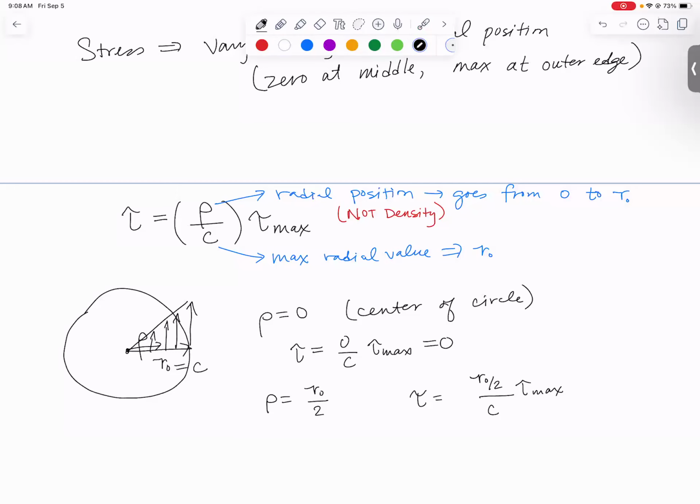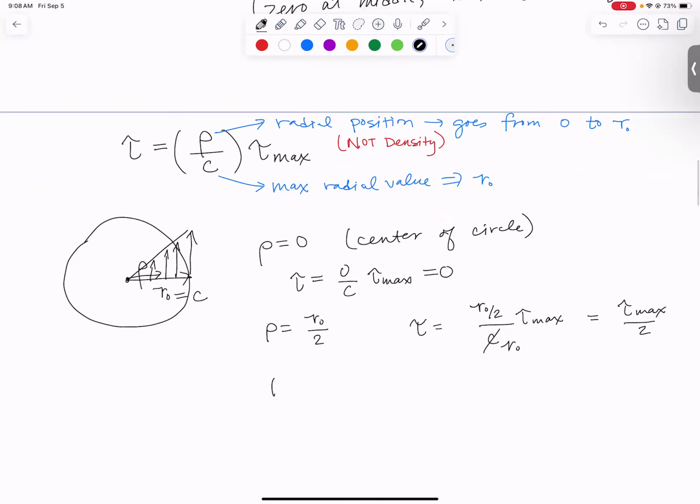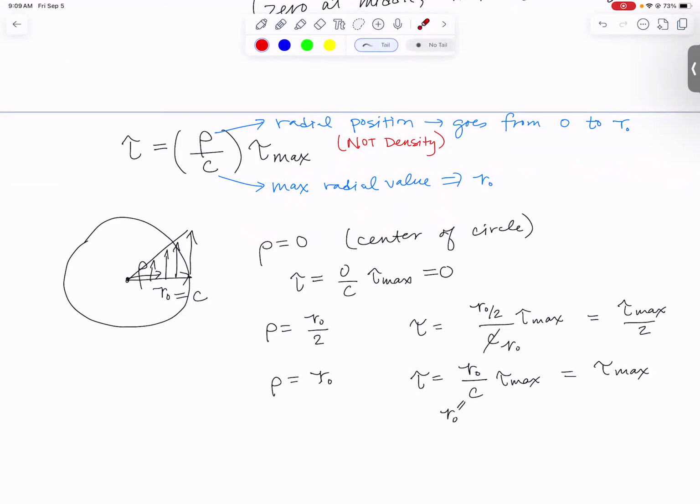C is equal to r0. Let's replace c with r0. What we get is tau max over 2. And if we go out to the very outer edge, when rho is equal to the outer radius, tau would be r0 over c times tau max, but c is equal to r0, so we get tau is equal to tau max at the radial location of the outer radius. So that's what this equation means right here.